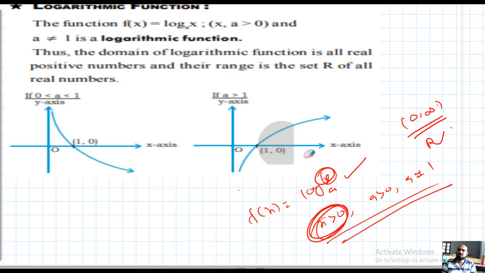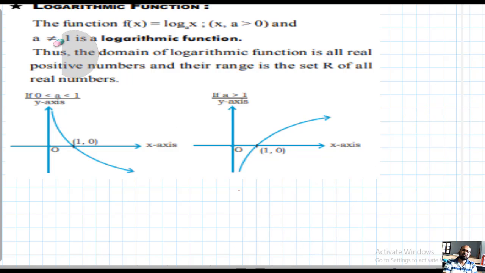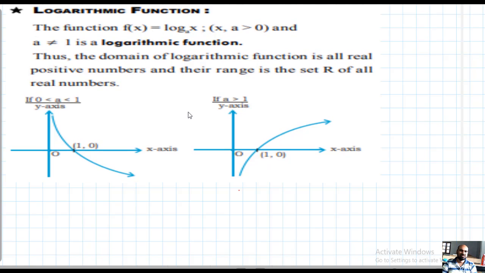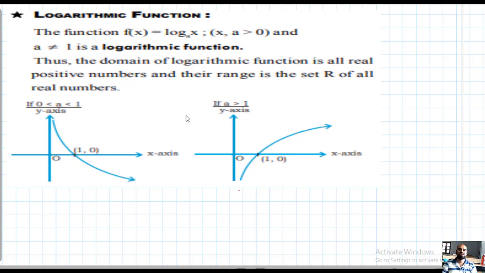Again you need to draw the graph of the logarithmic function. You need to take two cases: one is a from 0 to 1, another is a greater than 1. If anybody has any doubt about these graphs and these domains and ranges, please watch the basic inequalities videos again. I explained everything there about logarithmic and exponential functions, and how to find their domains and ranges.